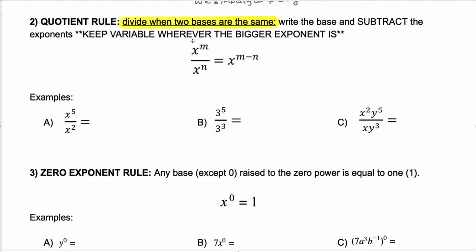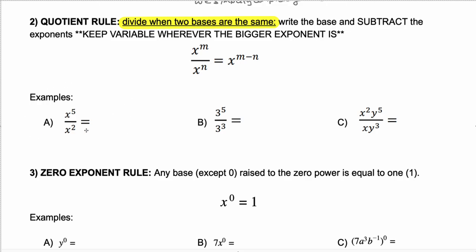So what we do is we write the base again as x, and then we take our bigger exponent and subtract our smaller exponent. Generally it is the top minus the bottom, but that is why we put the variable wherever the bigger exponent is, because we don't want to deal with negative exponents unless we absolutely have to. We would do the top minus the bottom in this case, because we don't actually know what the exponents are, if m is bigger or n is bigger. We're not really sure. So we would write the x as the base, and then we would take our m and subtract the n.